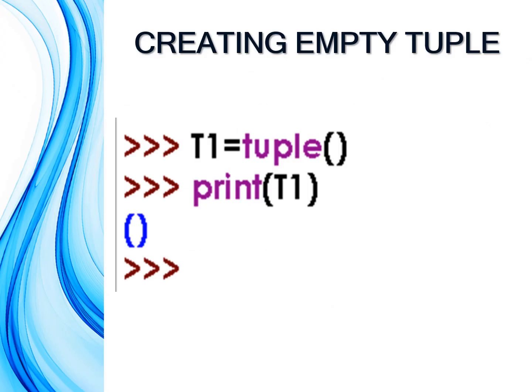In this example, we are creating an empty tuple, that is t1 equal to tuple open and close parenthesis. Here t1 is a user defined name that is given to the tuple, and we can make a note that we have not listed any values inside the tuple. And when we try to print this tuple t1, we'll be getting an empty tuple.